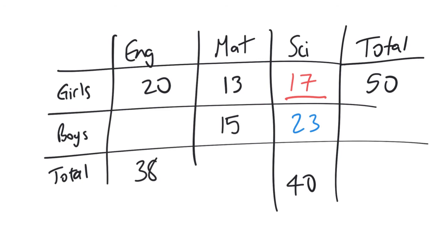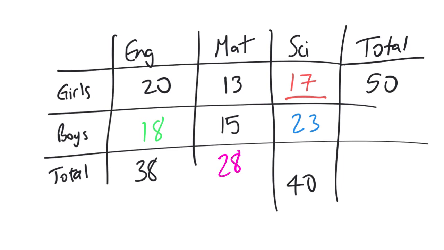If we move now to English, we know that there's a total of 38 pupils who study English, 20 of which are girls. So that must mean that there are 18 boys who study English. Next, we can work out the total number of pupils who study Maths, and that's found by adding together the 13 and the 15. And if we do that, we get 28.